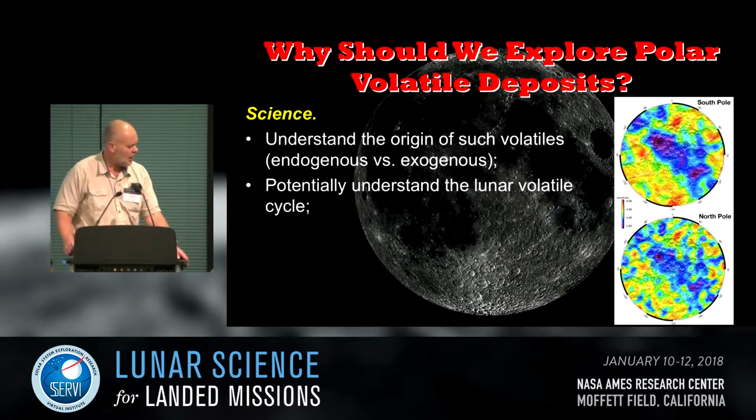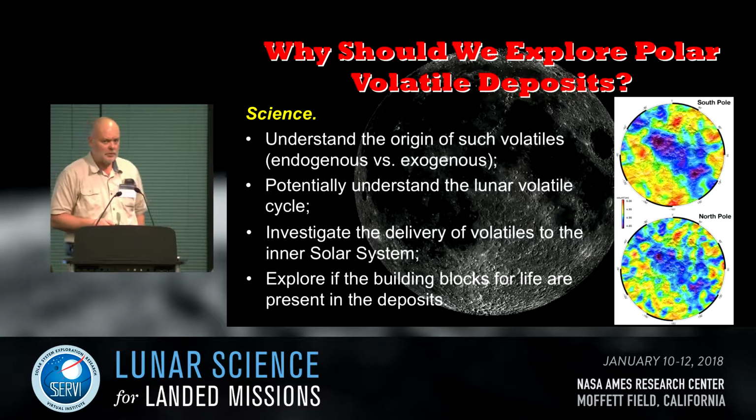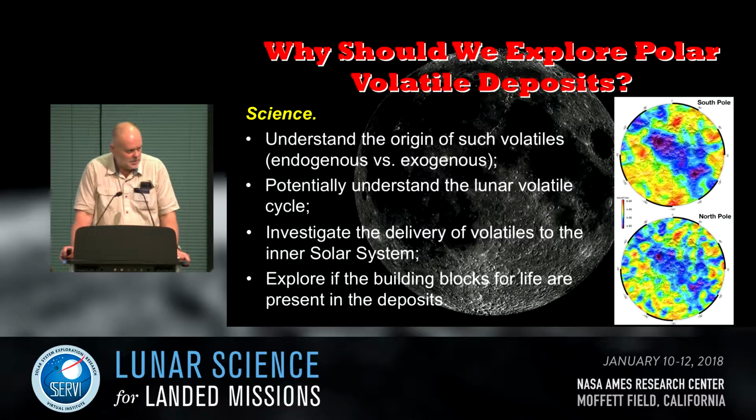So in terms of science, then, we want to understand the origin of such volatiles, the endogenous versus exogenous origin, and understand the lunar volatile cycle that we've already heard about. We want to investigate the delivery, if possible, to the inner solar system. But as Shuai is saying, this may be very slow, especially in terms of mission lifetimes or human lifetimes. But an astrobiological bent on this is, do these volatile deposits contain the building blocks for life that were actually delivered to this planet and hence are responsible for what we have now?